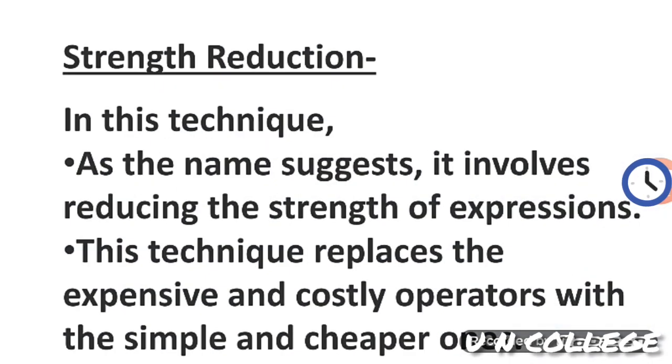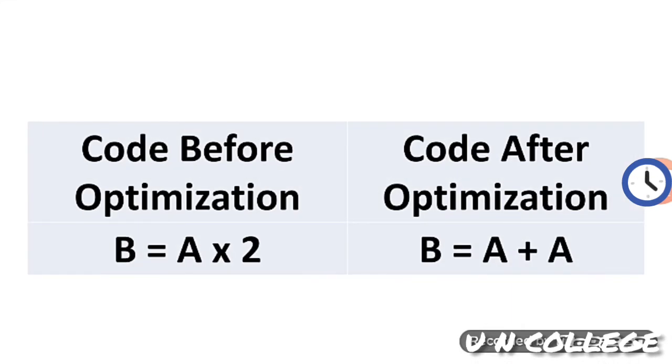Okay. Now we will discuss the next technique, which is strength reduction. In this technique, as the name suggests, it involves reducing the strength of expression. This technique replaces the expensive and costly operators with simple and cheaper ones. Here I have used one example. Code before optimization includes b equal to a into 2, and code after optimization is b equal to a plus a.